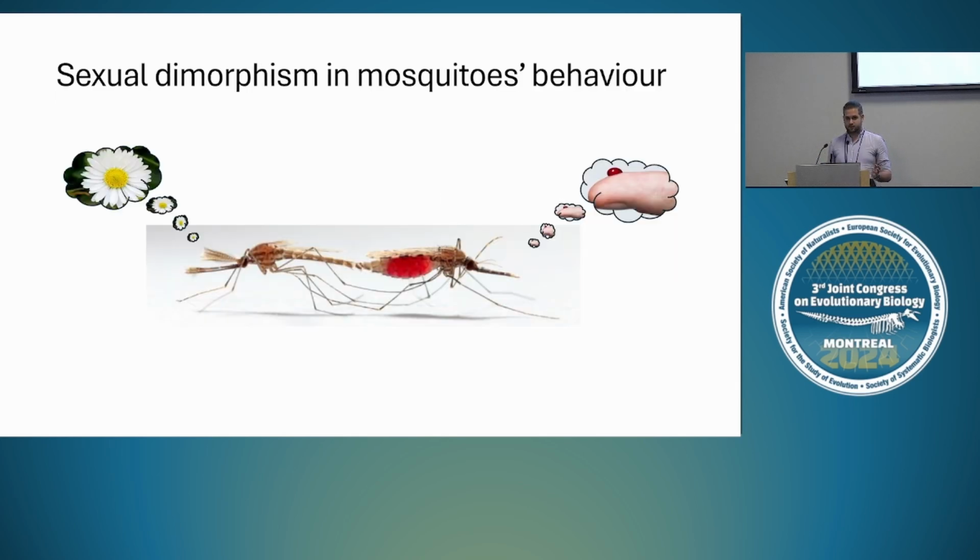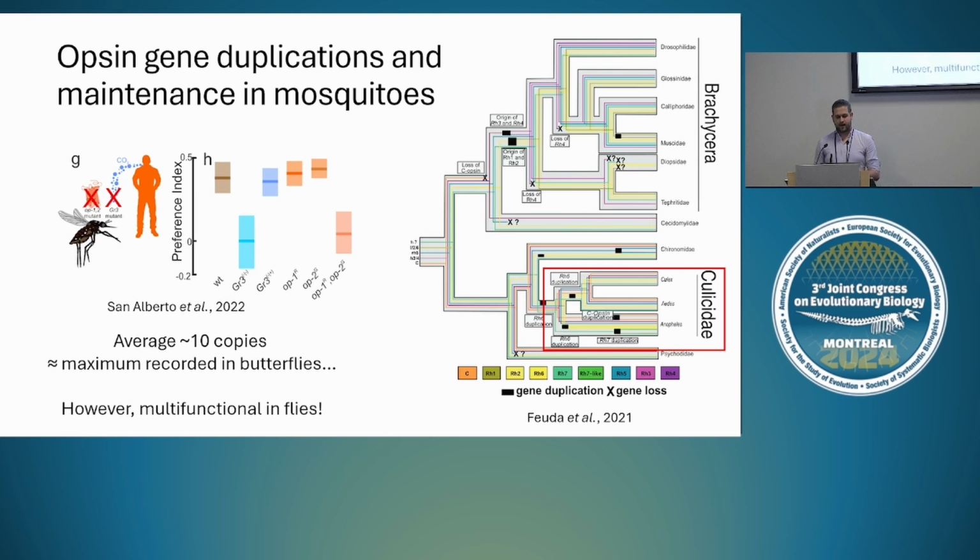So in mosquitoes, only the females will bite. And so we have this dimorphism between a male who will just go and forage flowers and a female who will look for blood. And in the female, if we knock out some of these opsin genes, we will remove the preference for skin in mosquitoes.